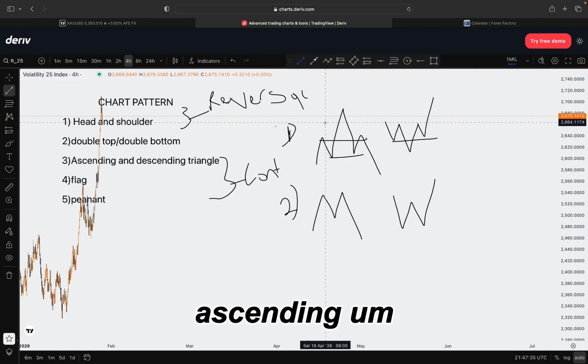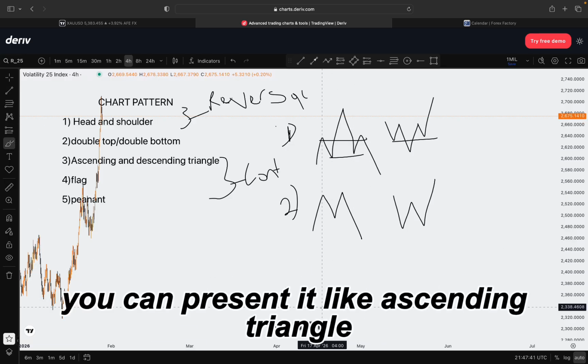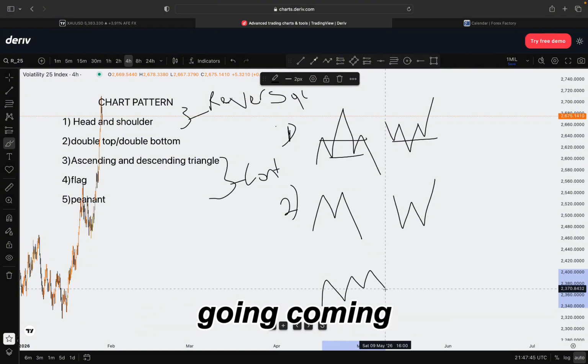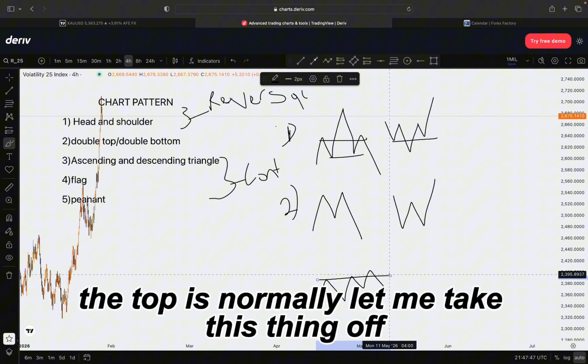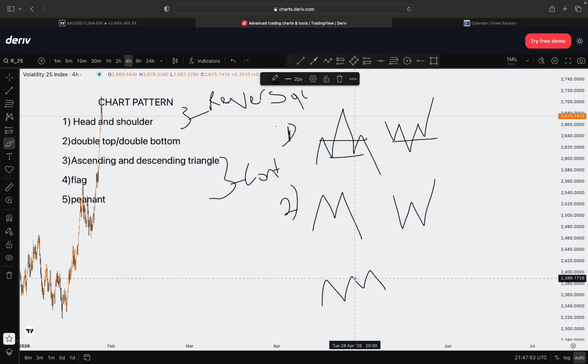From the name ascending, see how you can present it like an ascending triangle, going like this, coming like this, going like this, coming, going, coming. Now there's something about this. The top is normally, let me take this thing off. Let me delete this. It's actually not what I want.